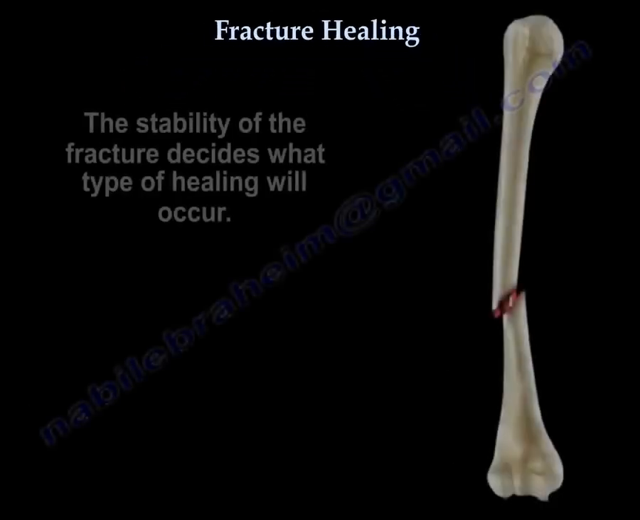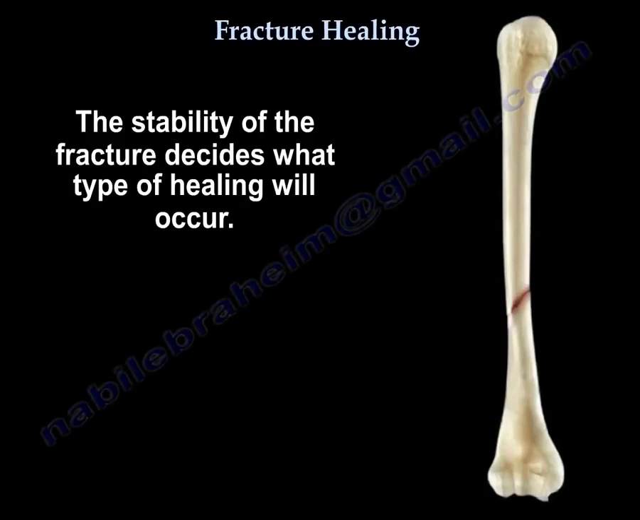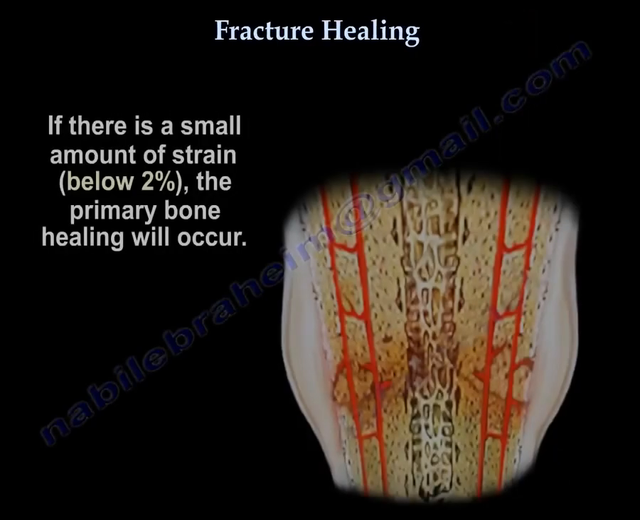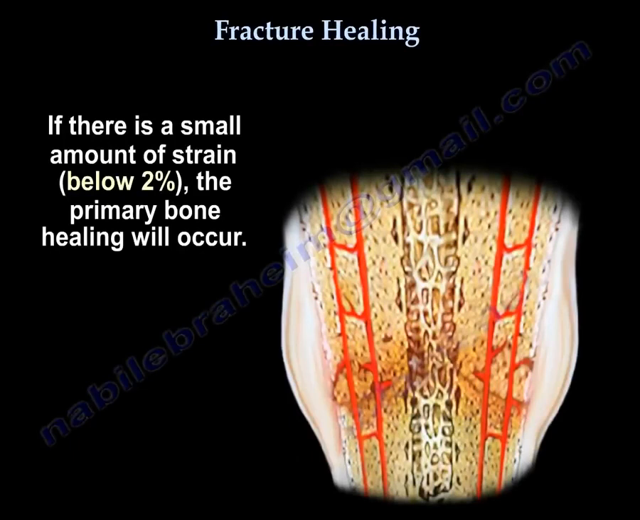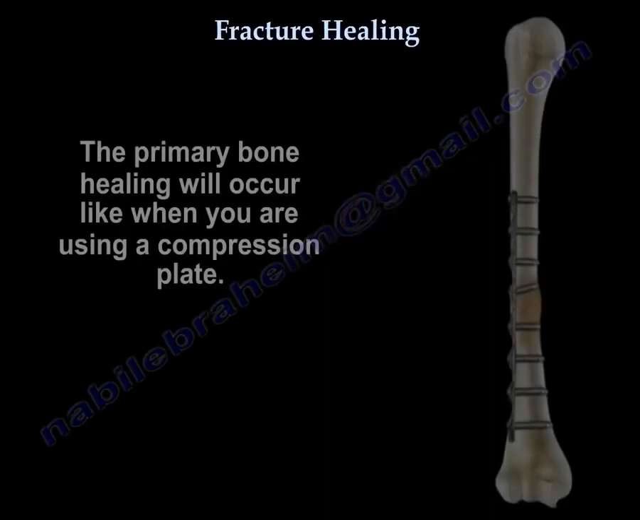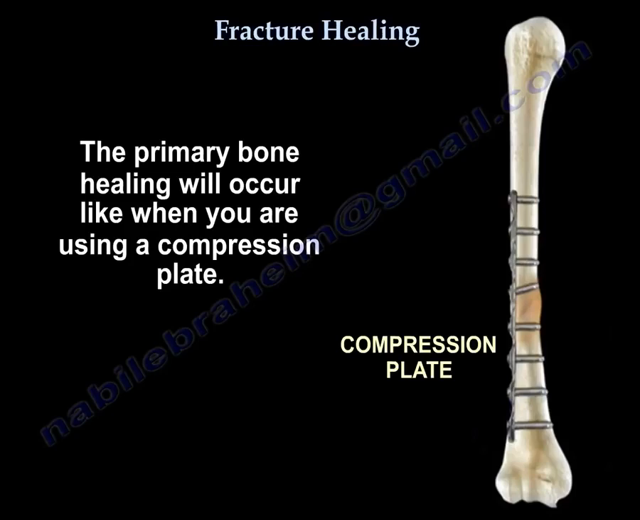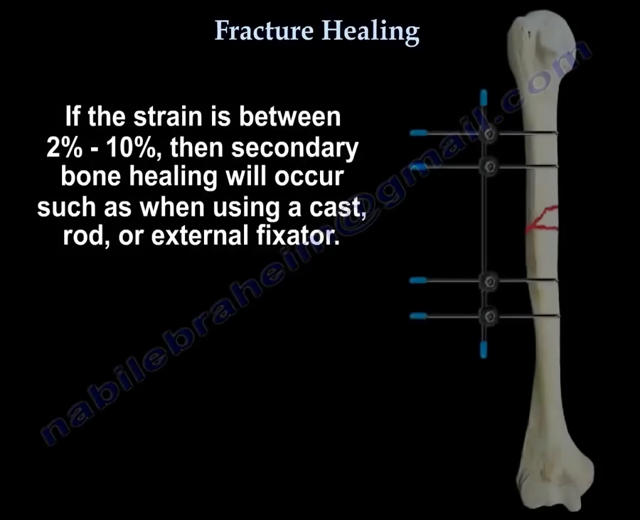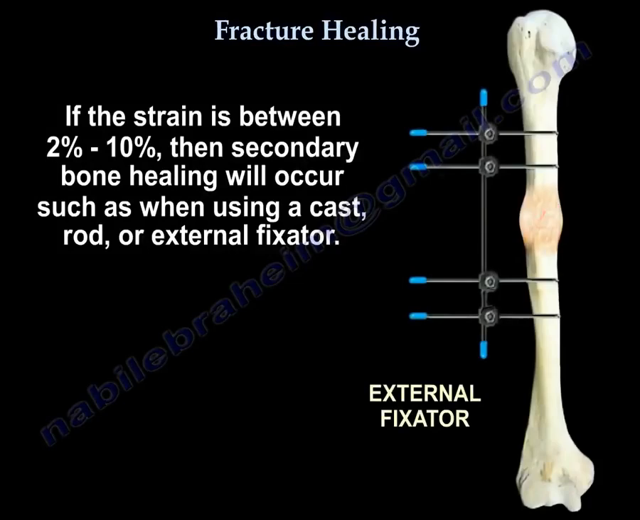Fracture healing. The stability of the fracture decides what type of healing will occur. If there is a small amount of strain, below 2%, primary bone healing will occur, as in the case when you use a compression plate. If the strain is between 2% and 10%, then secondary bone healing will occur, such as when using a cast, a rod, or an external fixator.